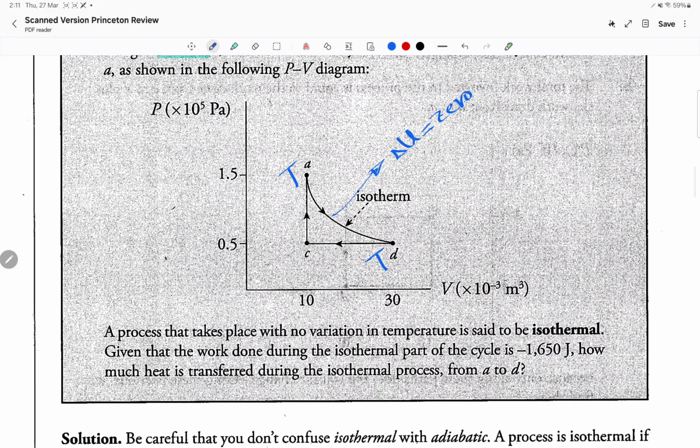Now look, they're saying that the work done is negative 1650. How much is the heat? And the whole thing is isothermal, right? So delta U is equal to Q plus W. Delta U is 0, and the work is negative 1650. Q is 1650. Heat is absorbed or released? Heat is absorbed. It's positive.